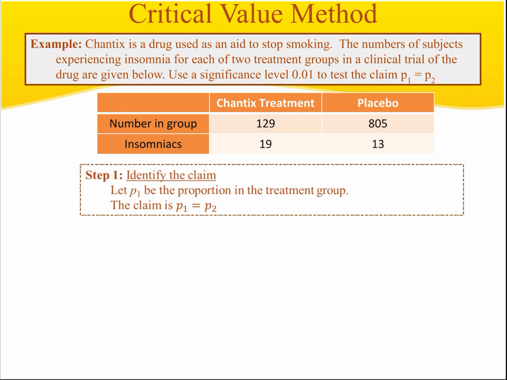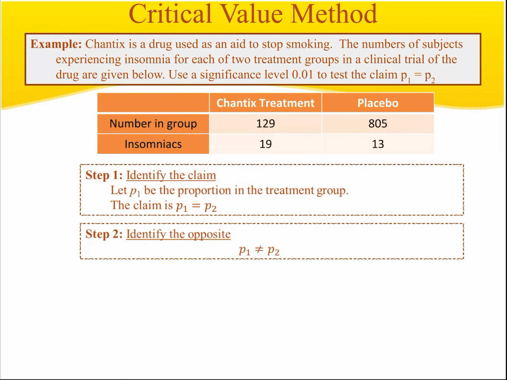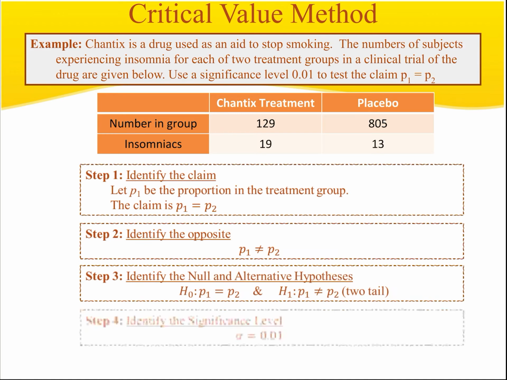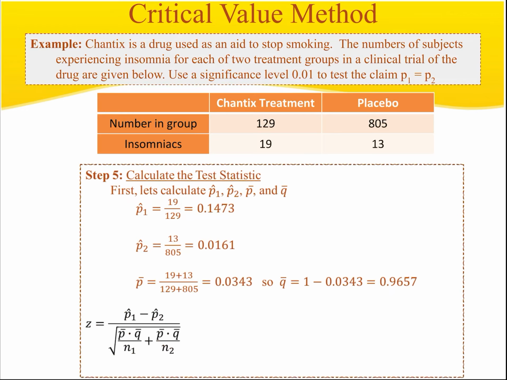Okay, so as we said in the statement, the claim is that P1 equals P2, that the proportions are the same. That means the opposite is that they're not equal to each other. And as usual, the null hypothesis is the equality one, P1 equals P2, and the alternative hypothesis is the two-tailed P1 does not equal P2. And in this case, the significance level is a little lower, 0.01.